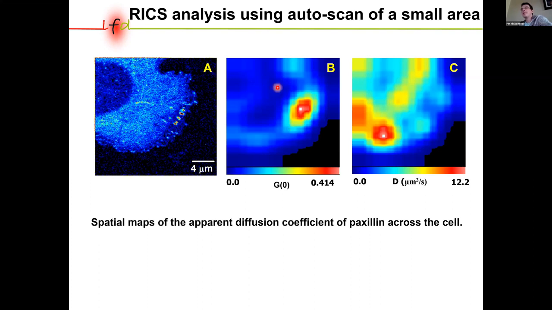So in the panel in the middle, you see the result for the correlation amplitude, which is inversely proportional to the number of molecules that were detected. And then on the right-hand side, you see a map of the diffusion coefficient. And you can see this heterogeneity where more towards the center, you have faster diffusion of the paxillin in the cytoplasm. And then near the adhesion, where the paxillin molecules cluster together and then bind to, or are incorporated into, the adhesion complex, the diffusion is slowed down.